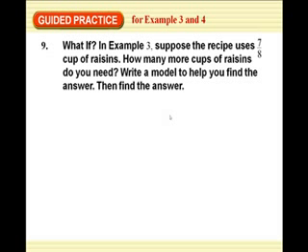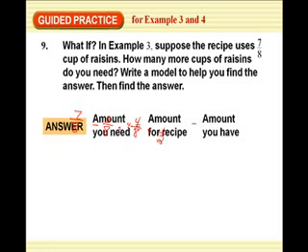So number 9, it says, what if in example 3, suppose the recipe uses 7/8 cup of raisins, how many more cups of raisins do you need? So it uses 7/8, and you had, how much do we have? We have 3/8. So 7 minus 3 is 4/8, and that 4 can go into both of those, so it's 1/2. 1/2 cup of raisins. So you're just doing the arithmetic, and make sure you reduce your fractions or simplify. Sometimes I say that's reducing. It means the same thing. And that's it. We will see you next time.